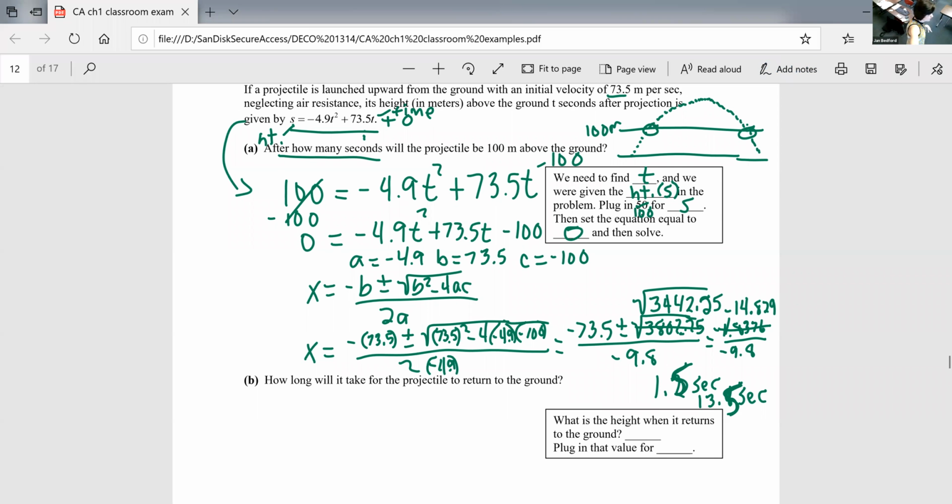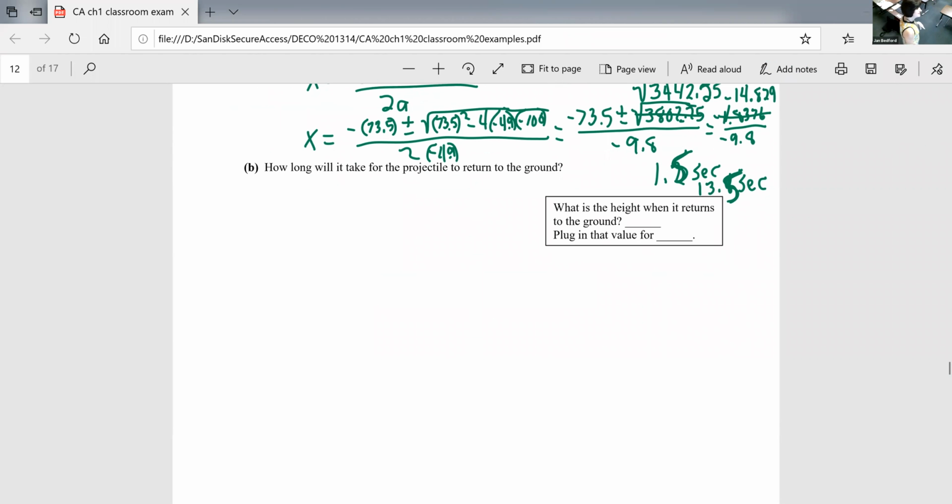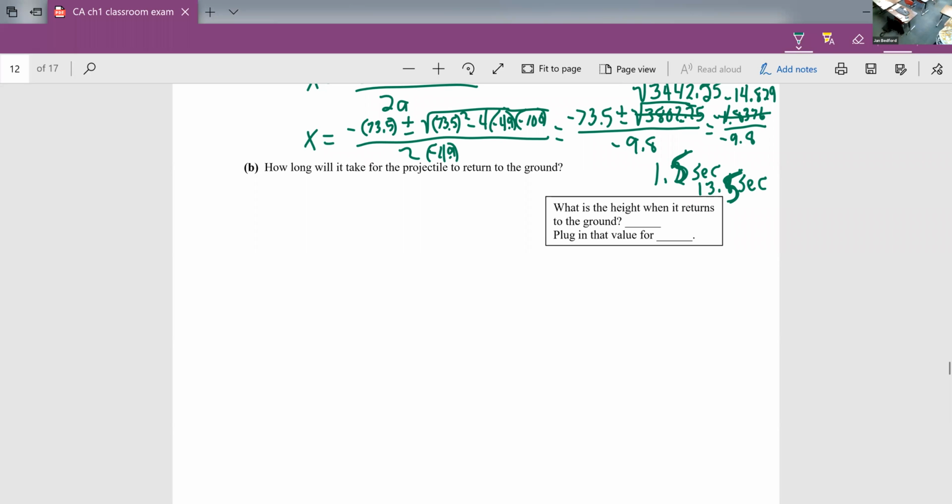Now, there's a follow-up question to this. It says, how long will it take for the projectile to return to the ground? We already know if you shoot something in the air, eventually it's going to come back down on the ground, right? We want to know when it lands back on the ground. Now, when I shoot it off, what's my time here? At time 0, it's on the ground. Then I shoot it off, and I want to know when it is going to land back on the ground.